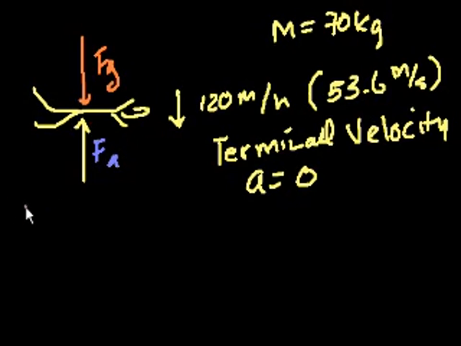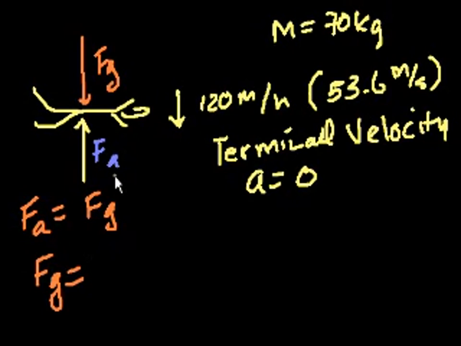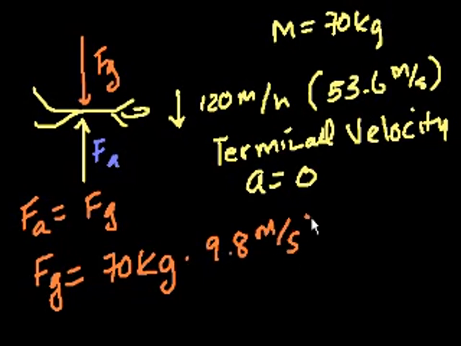So at terminal velocity, the force of the air is equal to the force of gravity. So what's the force of gravity? Well, the force of gravity is just the guy's weight. So the force of gravity is equal to the guy's mass, 70 kilograms, and we have our units right, 70 kilograms, times the acceleration of gravity. Well, the acceleration of gravity is roughly 9.8 meters per second squared.